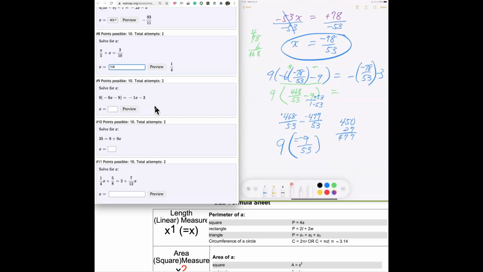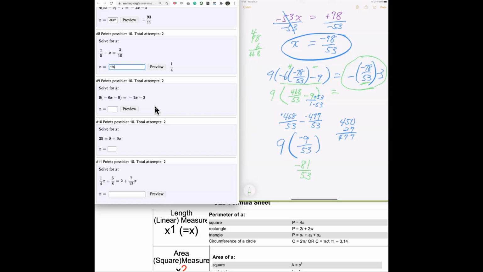And then we have to multiply that by 9. Let me just get rid of the equal sign. All right. We have to multiply that by 9. So let's do a different color. 9 times, oops, I was still in erase mode. Bring it back. 9 times negative 9 over 53. We just do a positive 9 times a negative 9. That's negative 81 over 53. So when we figure this out, we should get the same answer.